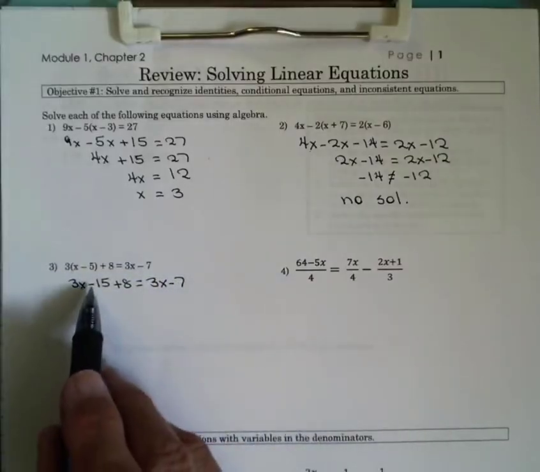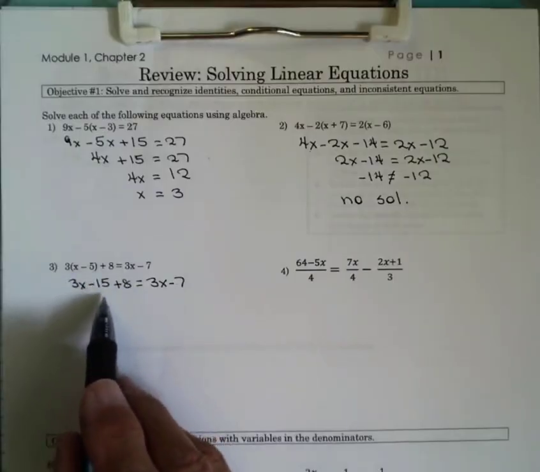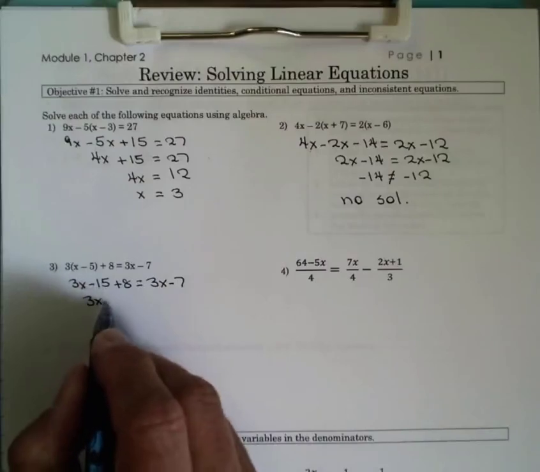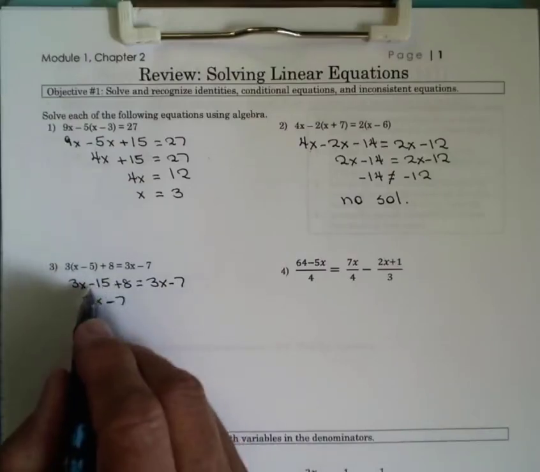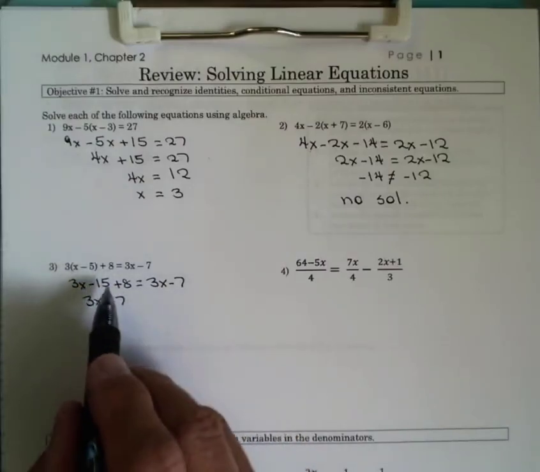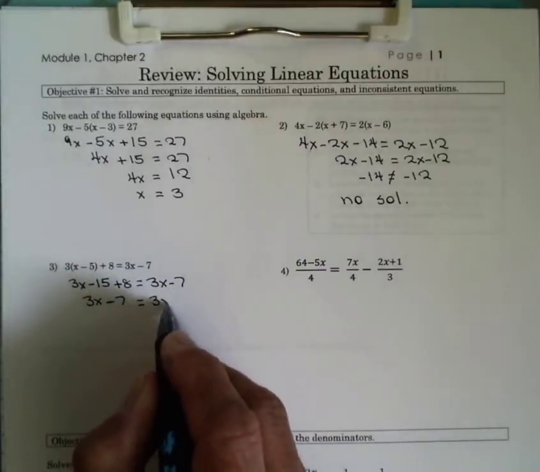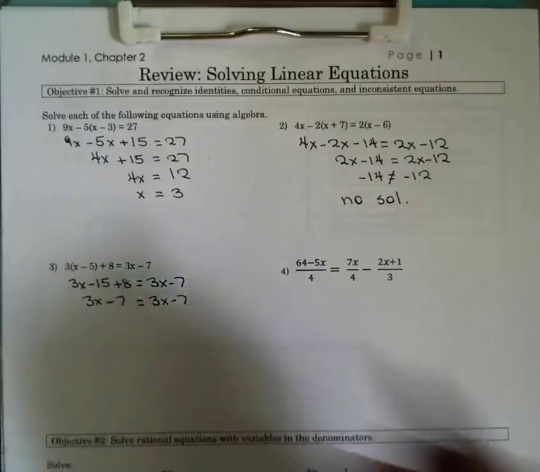Now on the left, I'm going to combine a negative 15 and a positive 8. When I do that, I have 3x. This is going to be a minus 7. We add them together and keep the sign, subtract them and keep the sign of the larger number when they're opposite signs, right? So what I have here is 3x minus 7 is equal to 3x minus 7.